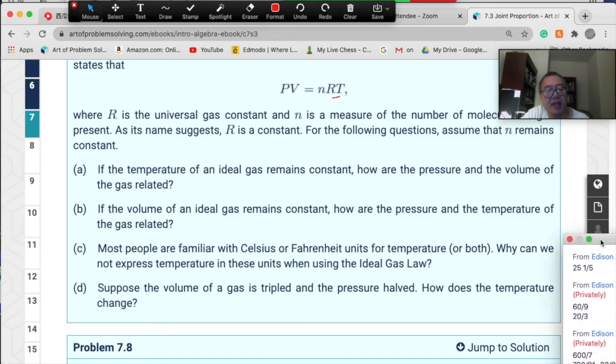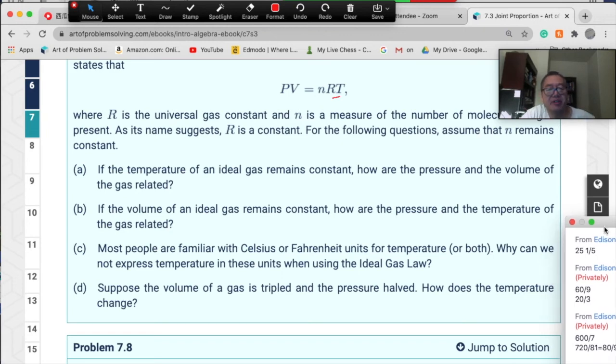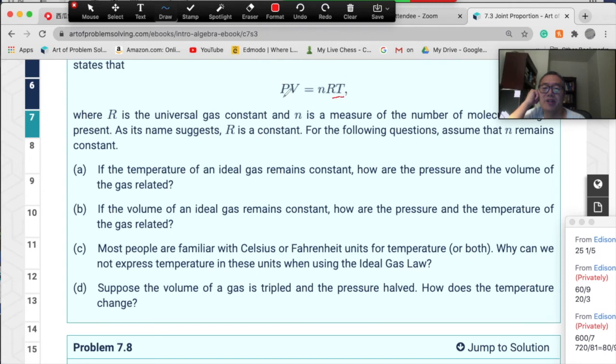So Edward and Edison and Max, can you send me your answer for this one? What is the relationship between pressure and volume if temperature is constant? Say this A. If the temperature of ideal gas remains constant, what is the relationship between pressure and volume? If this is constant, they ask you what is the relationship between these two variables.